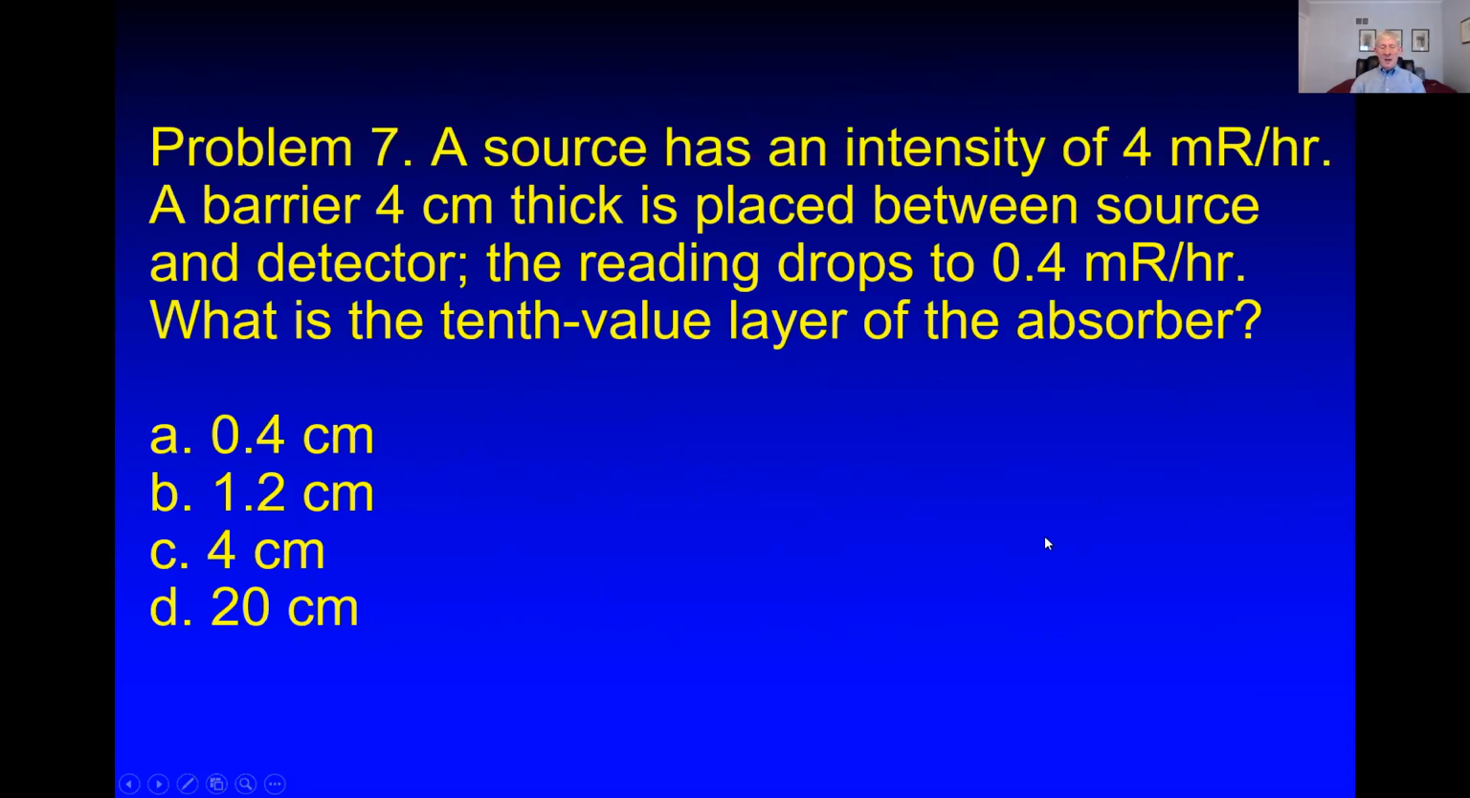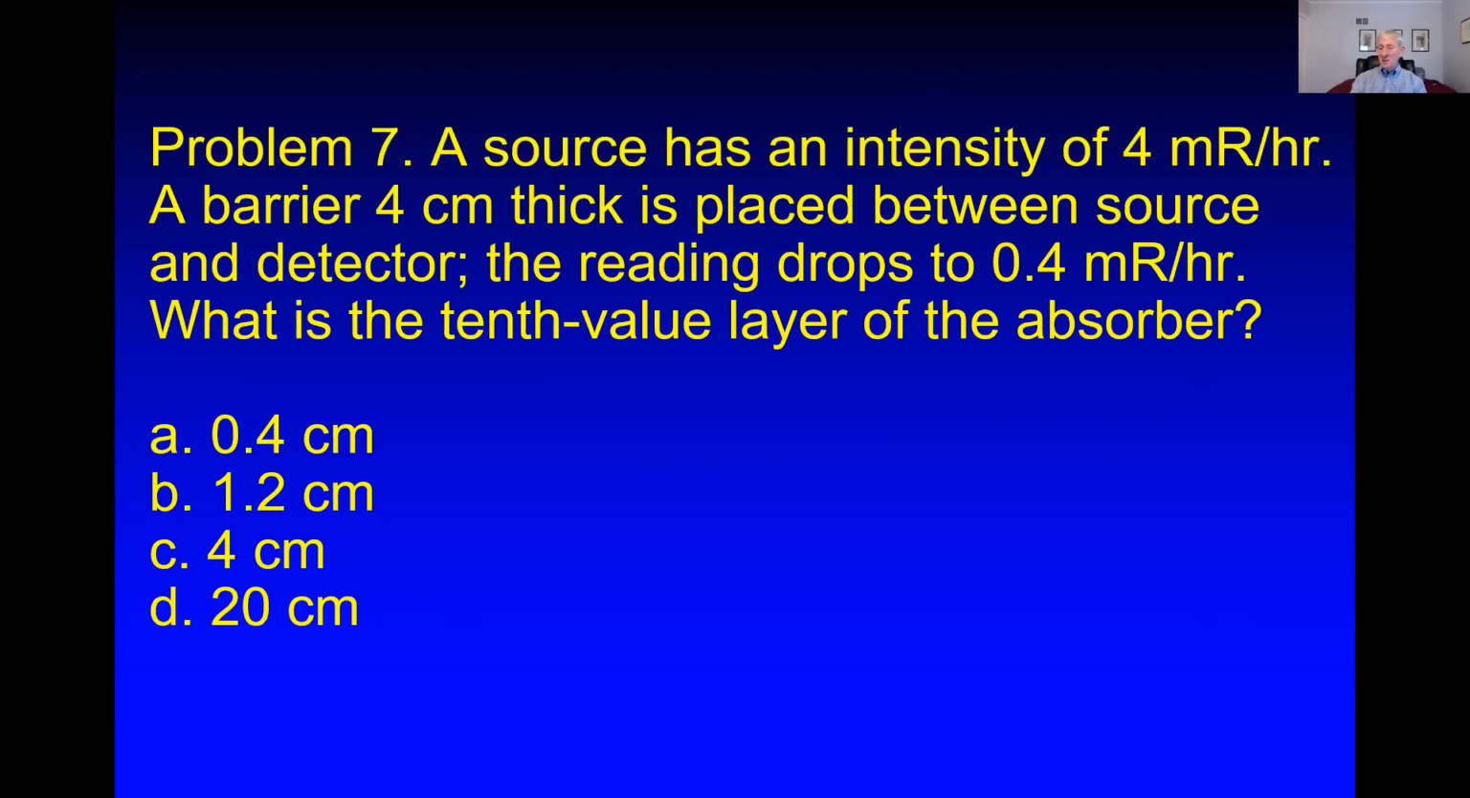Again, this is a pattern recognition problem. You do not need a calculator. And I'm going to wait for a correct answer here. You have a source, the intensity is 4 MR per hour. You place the 4 centimeter barrier in place, and the reading dropped from 4 MR per hour to 0.4 MR per hour. What's the 10th value layer? Who's got it? 4 centimeters. Excellent.